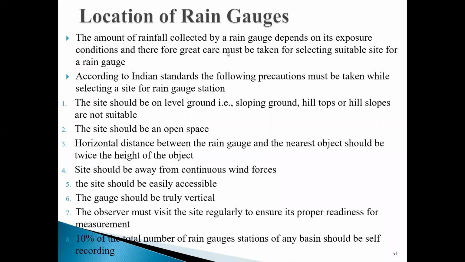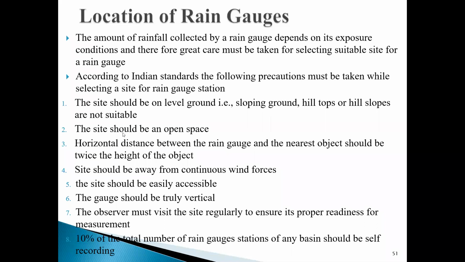So this becomes the reconnaissance part. In surveying, you know what reconnaissance is. First you have to select a particular place, and then considering all the factors, that is the surrounding condition, we can select a suitable place for erecting a rain gauge. According to Indian standards, the following precautions must be taken while selecting a site for a rain gauge station. The first one is the site should be on level ground. Sloping ground and hilltops or hill slopes are not suitable for erecting a rain gauge.